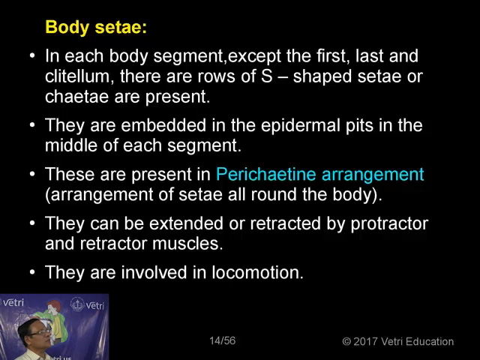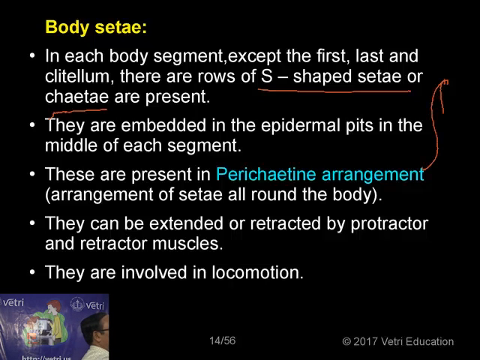Now, each body segment except the first, the peristomium, and the last, the pygidium, has setae. Except the first, the last, and also the clitellar region. Even the clitellar region does not have any body setae. We have rows of S-shaped setae arranged in definite rows, also called in Greek chaete. It is sigmoid in shape, like this, with some small projections.